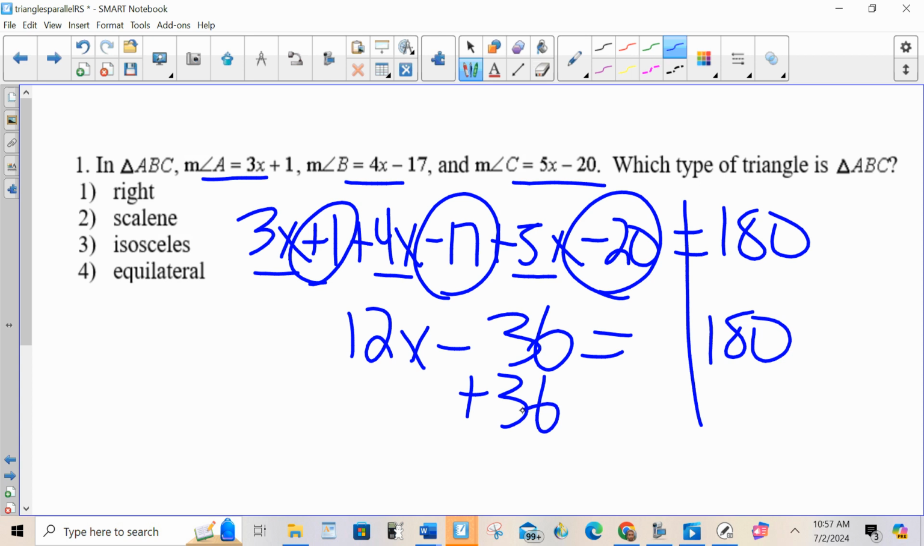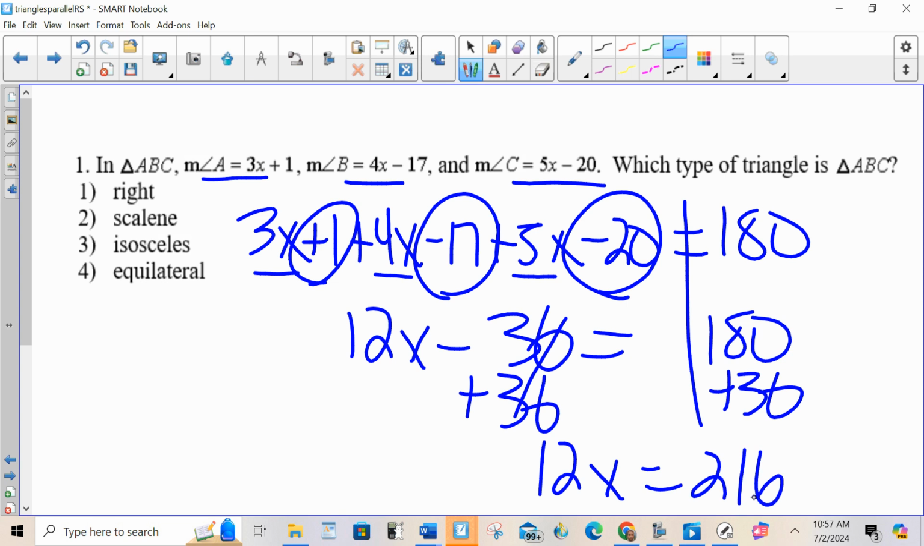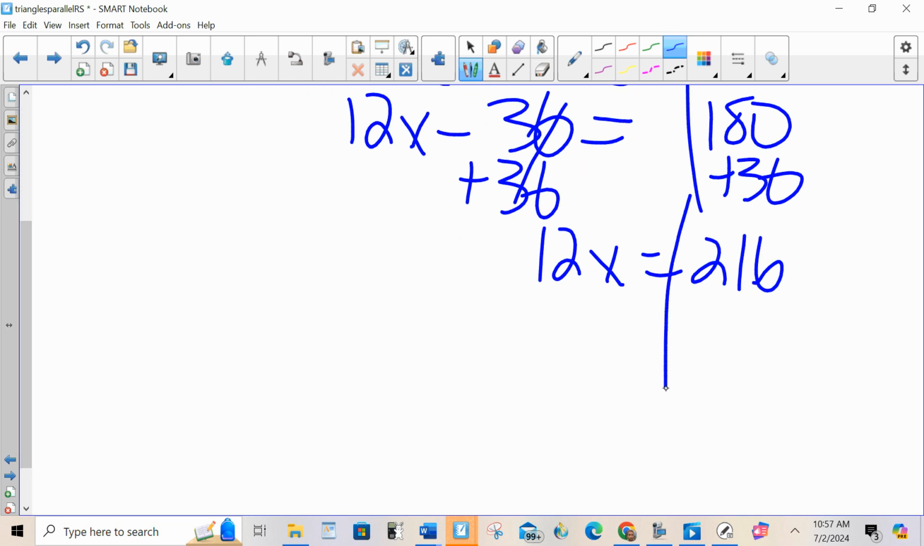Do some algebra, add 36 to both sides. I get 12x equals 216. Divide by 12, divide by 12. 216 divided by 12, I'm just using my calculator here, is 18.